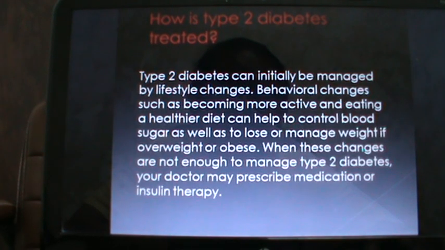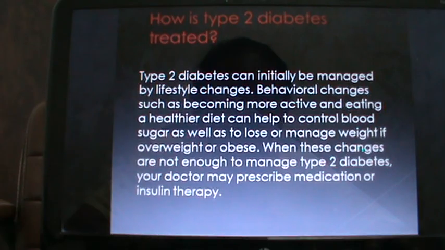How is type 2 diabetes treated? Type 2 diabetes can initially be managed by lifestyle changes. Behavior changes such as becoming more active and eating a healthier diet can help to control blood sugar, as well as to lose or manage weight if overweight or obese.